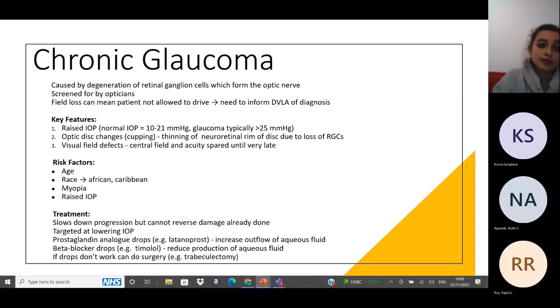The treatment for chronic glaucoma will slow down the progression, but it doesn't reverse any damage that's already done. The main target of the treatment is to lower the intraocular pressure. You can give prostaglandin analog drops, the most common of which is latanoprost, and that increases the outflow of the aqueous fluid. Or you can give beta blocker drops like timolol, which reduces the production of the aqueous fluid. And if drops don't work, then you can do surgery.